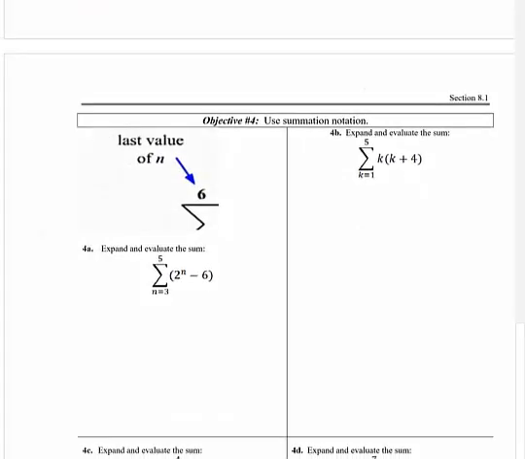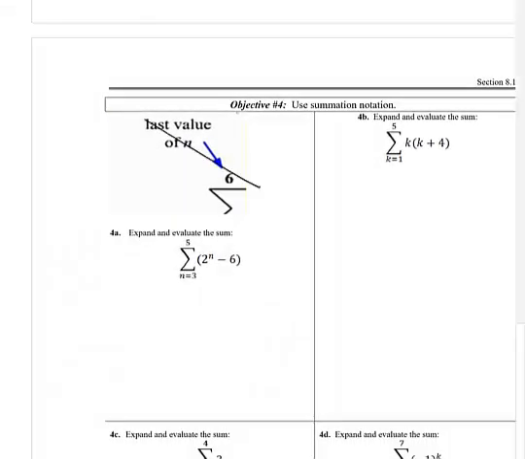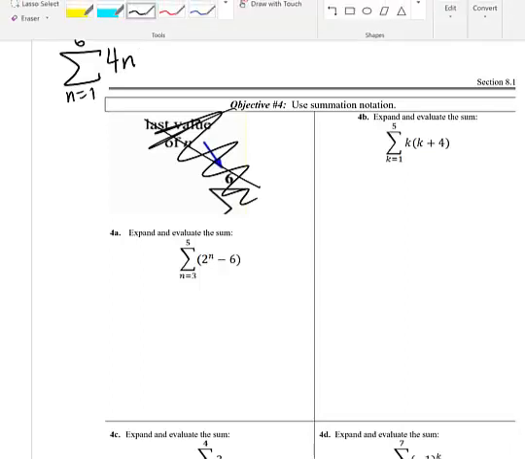Oh, and I think something got lost in translation here. I'm sorry, let me see. I think it's right on your paper. It's correct on your paper. Shoot, what did it say? I think it looked like this. 6 and then n equals 1, 4n? I think that's what it said. Something like this. This is just trying to explain what the summation notation means.